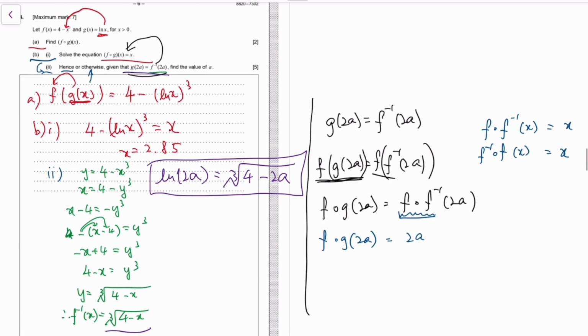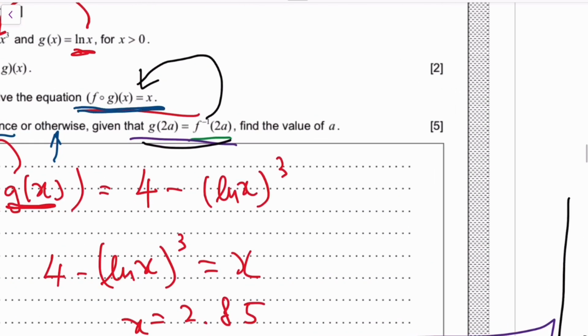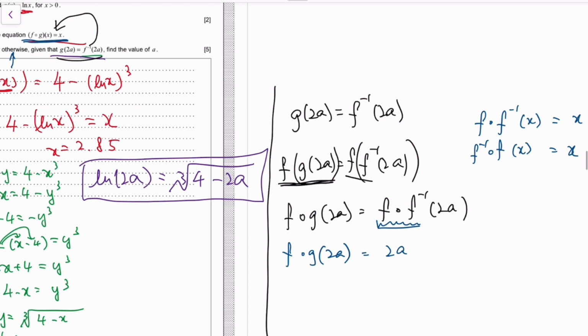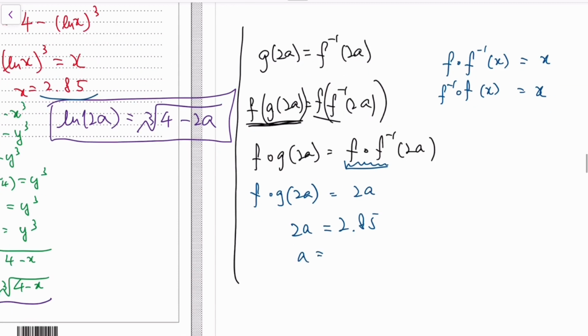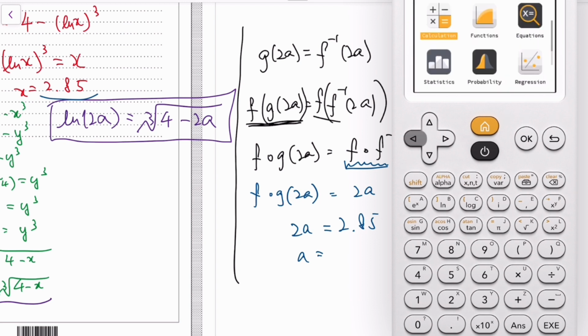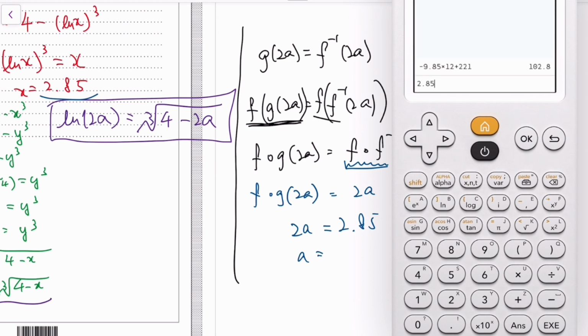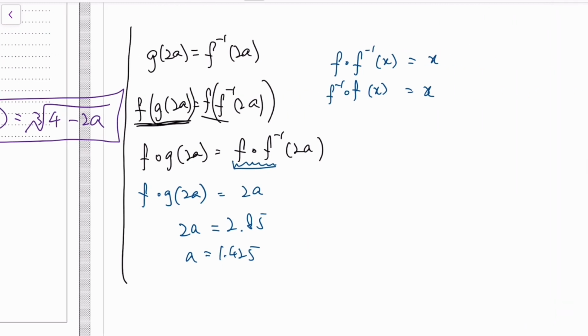Okay. Now you should realize that's exactly the equation we solved in BI. And the value is 2.85. So we know 2a should be 2.85. And so a is half of the answer we got in the previous part. That's the hands way. Now this definition of inverse has been tested quite often lately, so you should really know it.